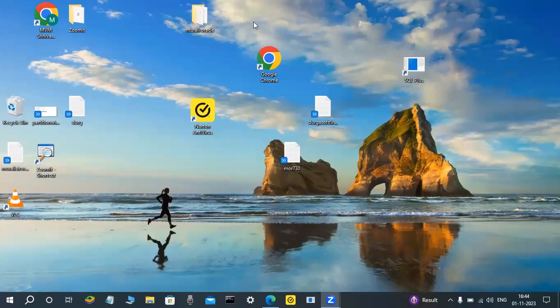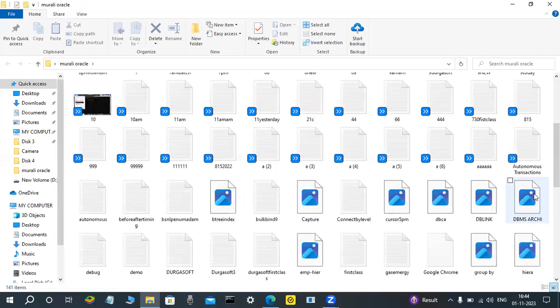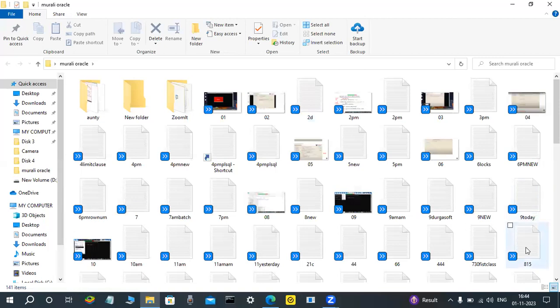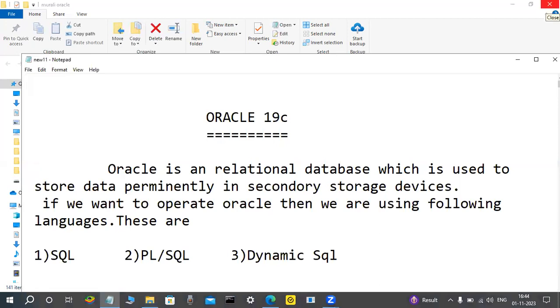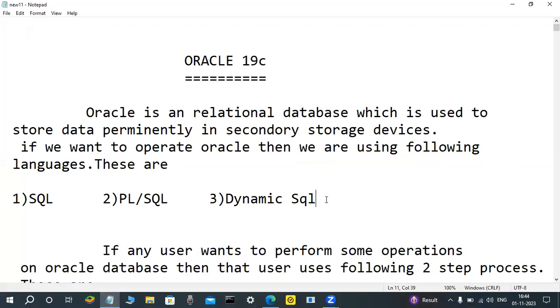Now observe it here. Actually, slowly observe it here. Everyone knows Oracle is a relational database software. And also, if you want to operate an Oracle database, then we are using three languages. One is SQL, another one is PL/SQL, another one is dynamic SQL. Okay, up to this one, okay.